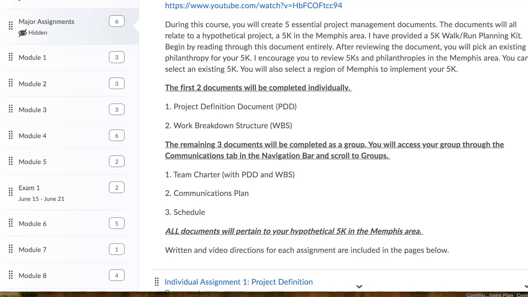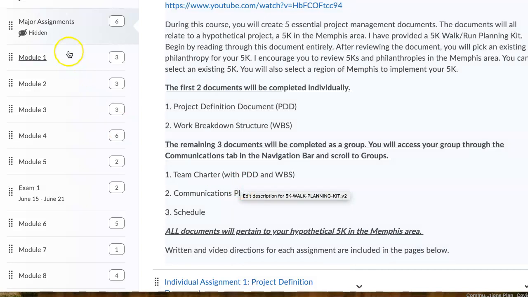Now that we've introduced the 5 essential project management documents, I would like to start with the first document, the project definition document. This document will be created on an individual basis, so you will work by yourself to complete this document and submit it to the corresponding Dropbox.